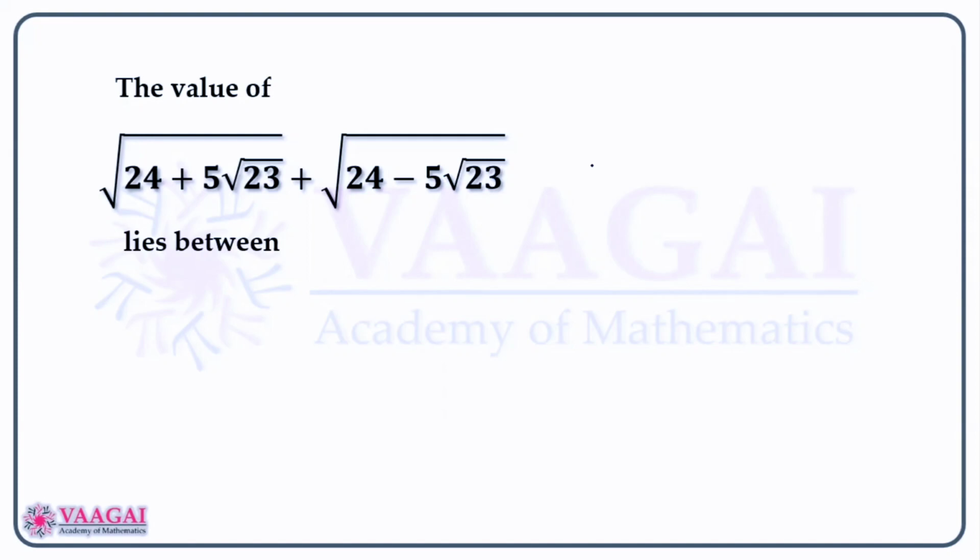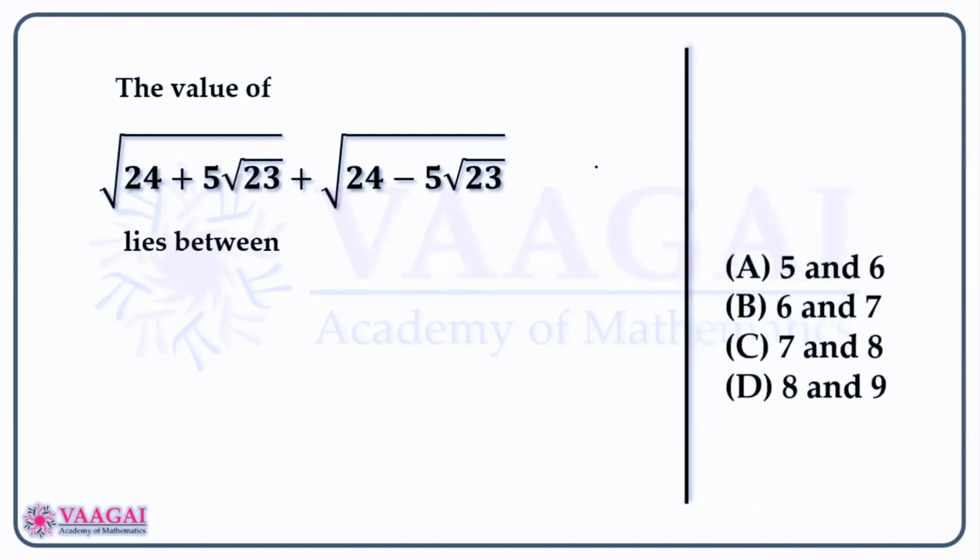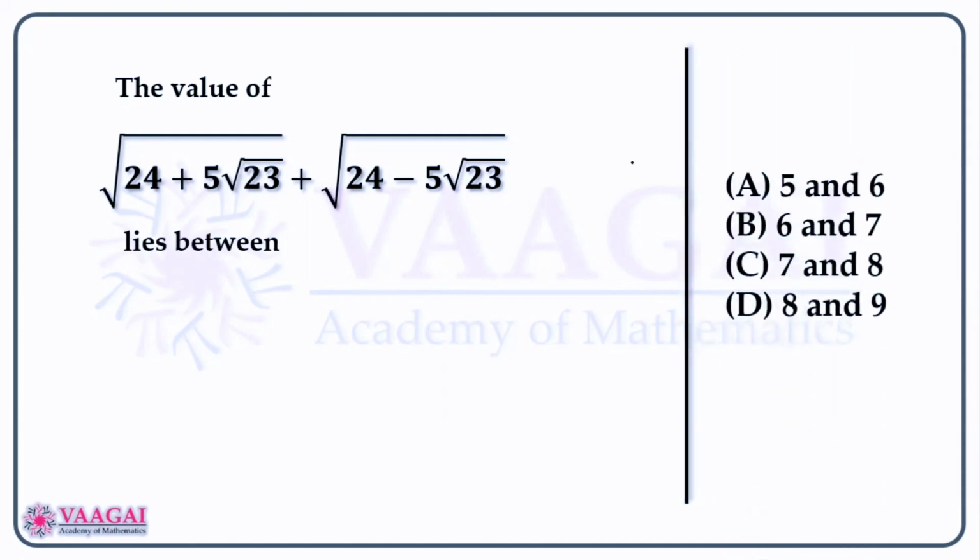Let us see the options with us. We have 4 options with us. Option A 5 and 6, B 6 and 7, C 7 and 8, and D 8 and 9. So we are supposed to get an approach, simplify this and get the correct answer.